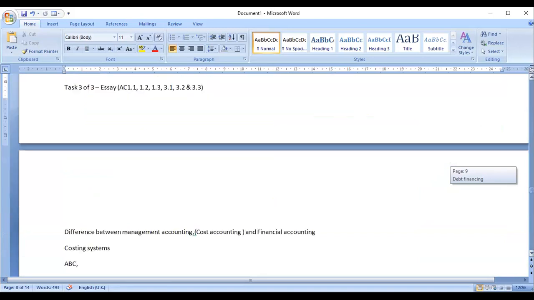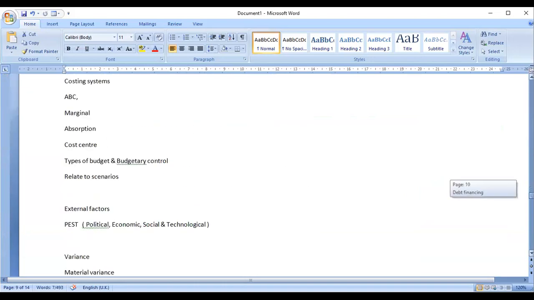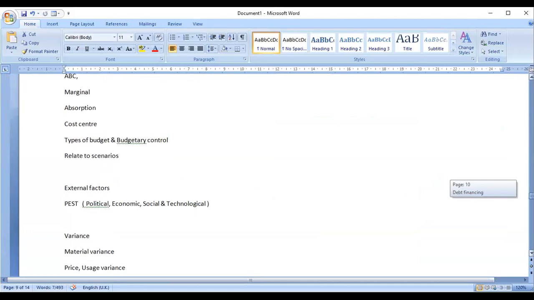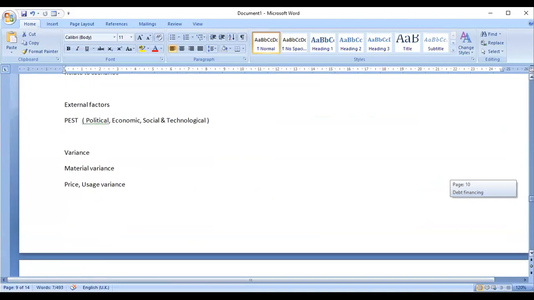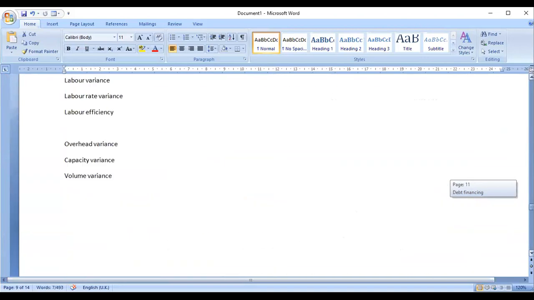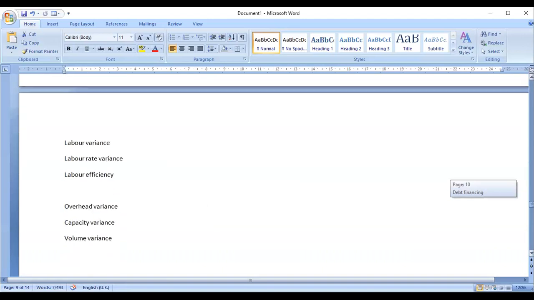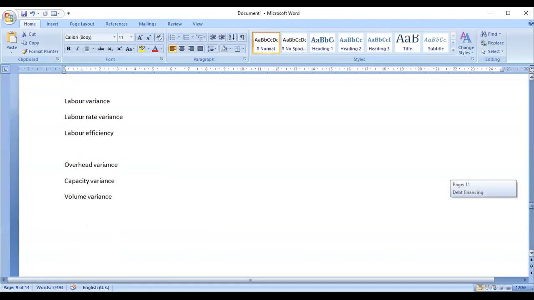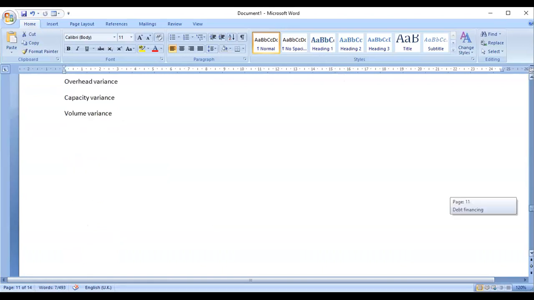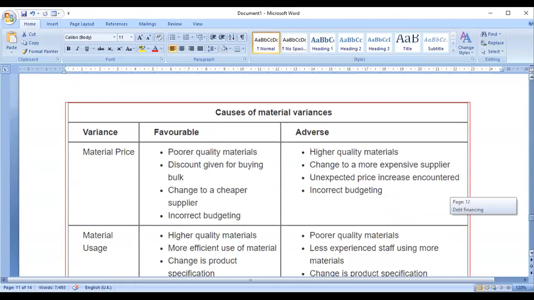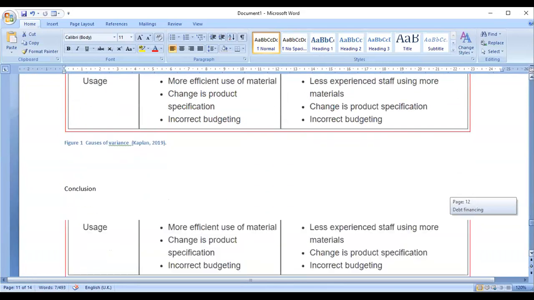Then task 3 is about lesson 1 and lesson 3. So open the slides of lesson 1 and lesson 3. You can discuss the difference between management and financial accounting, different costing methods, and add examples. Also external factors and the variances, which we measure under standard costing. If you want to include some examples, that will help you prepare your assignment accordingly. And for the causes of the variance, I included some material for you, and make sure you add the reference.